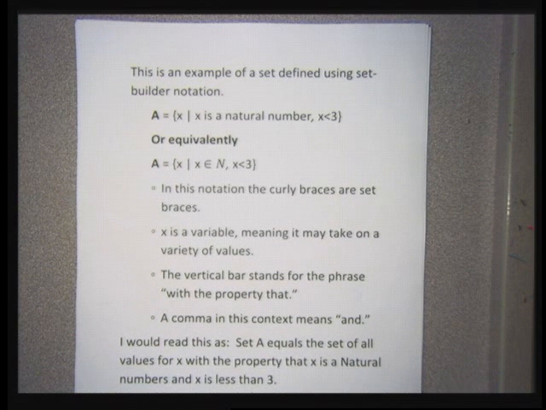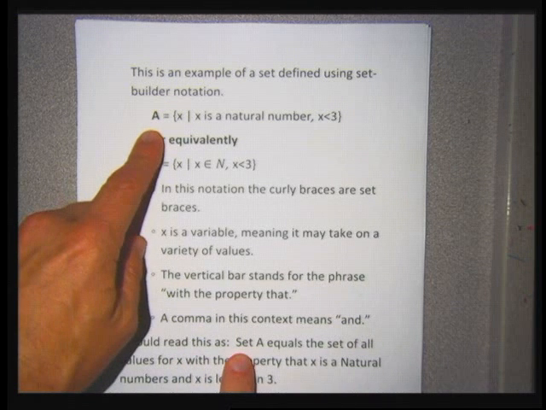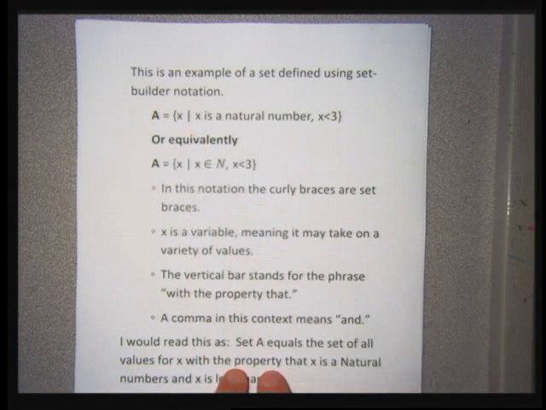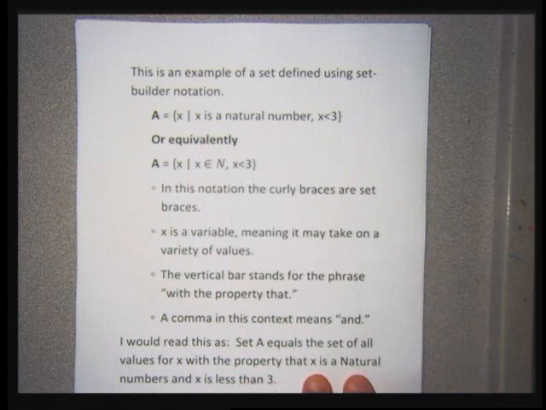This is because there's some flexibility. I said I would read this as the set A equals the set of all values for x. Now I just said all x. And then with the property that, I said such that. But this part I was consistent: x is a natural number and x is less than 3.